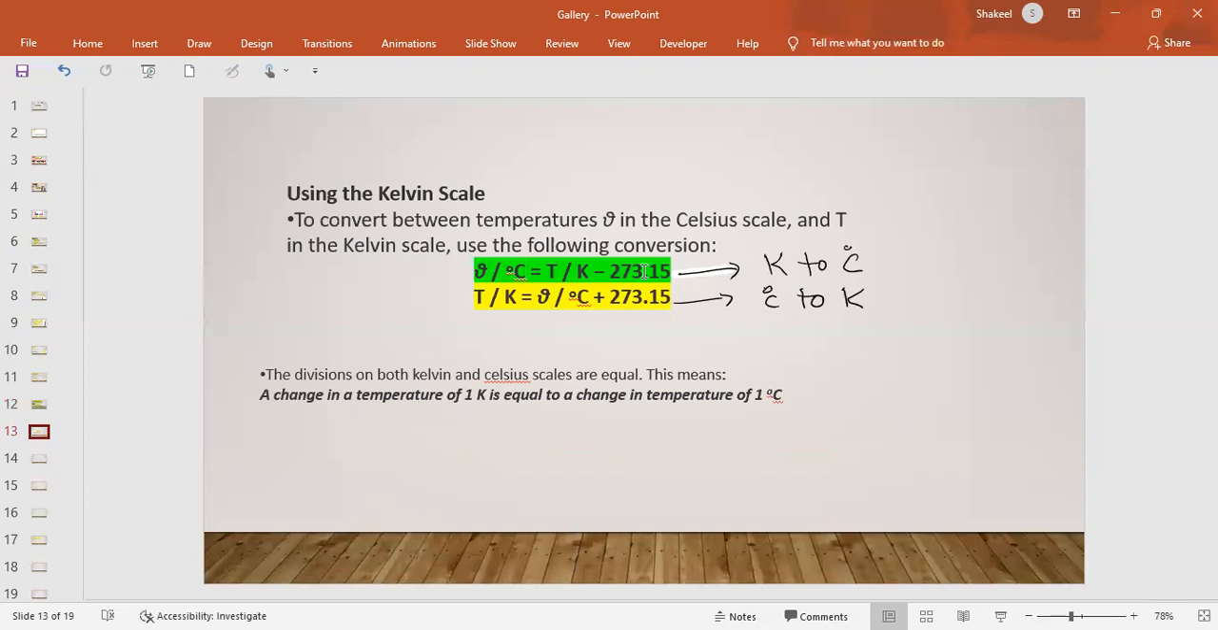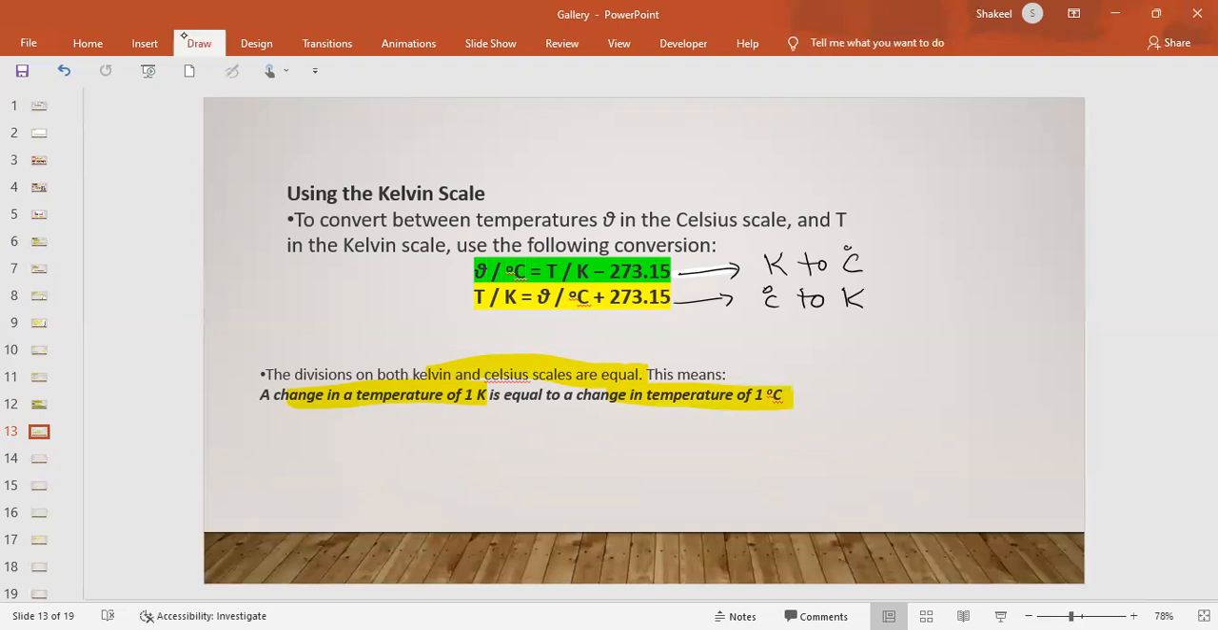Okay, if you have to use the Kelvin scale, you use these conversion equations from Kelvin to degrees Celsius and from degrees Celsius to Kelvin. One important thing is that divisions on both Kelvin and Celsius scales are equal. This means that a temperature change of 1 Kelvin is equal to a temperature change of 1 degree Celsius.